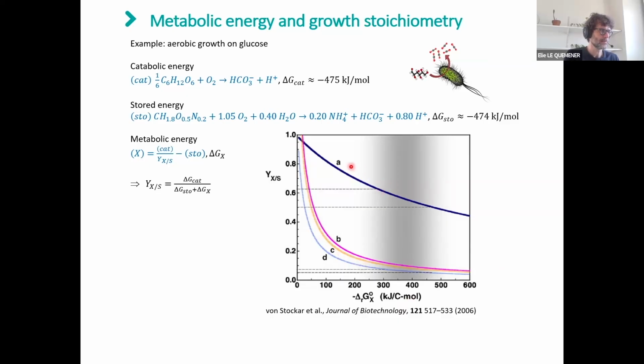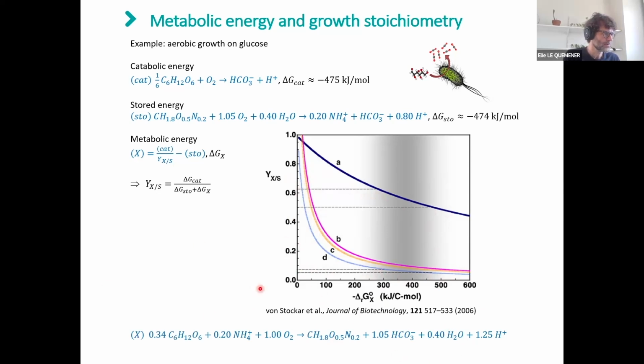And you see that depending on the metabolism, the result has a different sensitivity to the value. First, the yield is quite different, because if you take 400 as a dissipated energy, for example, you have a yield of 0.5 for aerobic metabolism, and you have a yield of 0.1 or below for anaerobic metabolism. And also the sensitivity is very different, because if you go from 500 to 300 here, the yield doesn't change a lot, but here you go from 0.5 to more than 0.6.